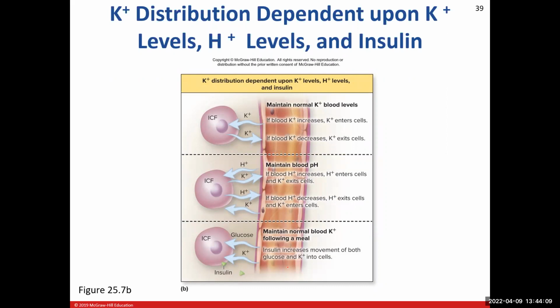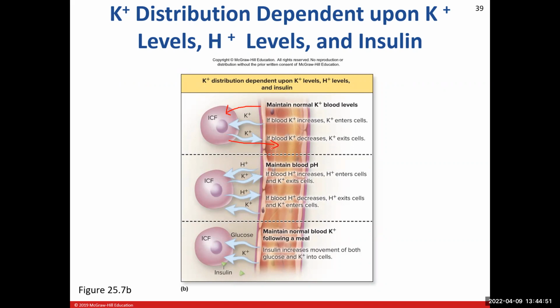So these are those three things I was telling you about that cause the potassium shift in and out of cells, right? So again, what we're trying to do is maintain normal blood potassium levels. So if potassium starts to increase in concentration in our blood plasma, then we are going to move that potassium into the cells. And vice versa. If we become hypokalemic, if our blood plasma concentration of potassium decreases, then we're going to move potassium from the cells back into the blood.